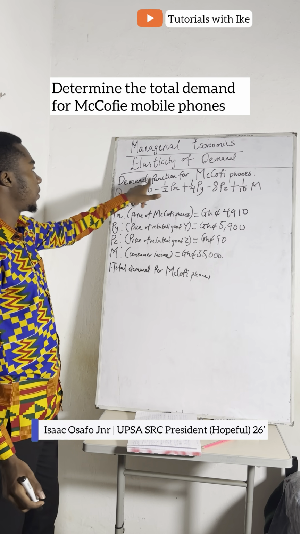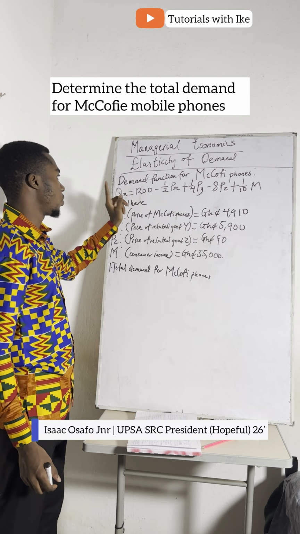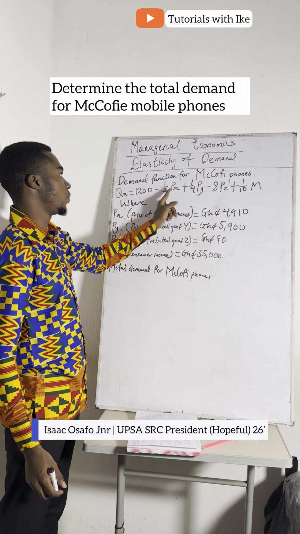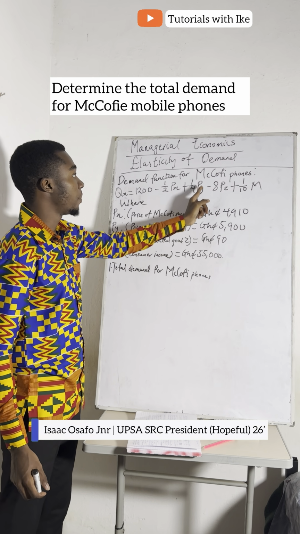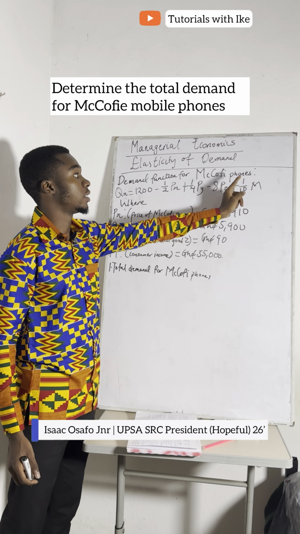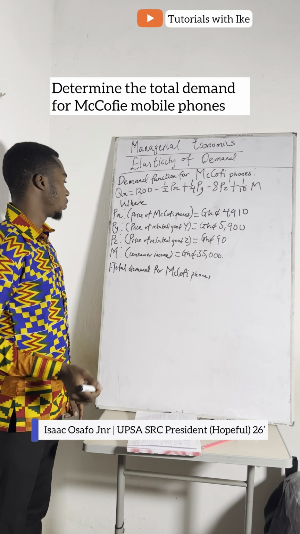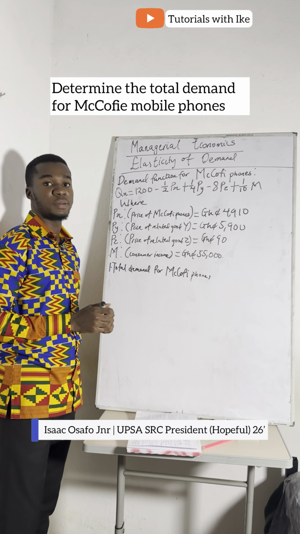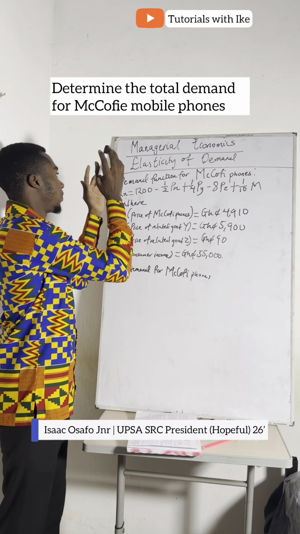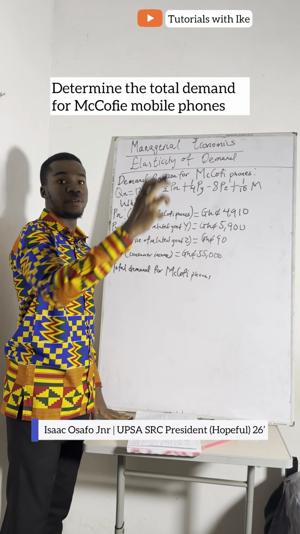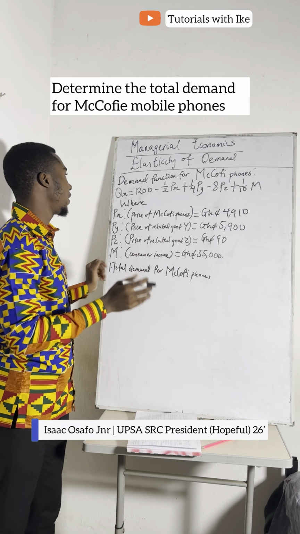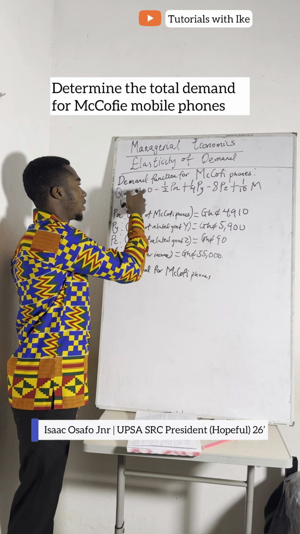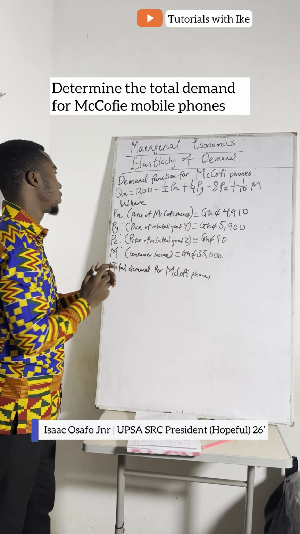All right. So you've been asked to find the total demand for McAfee phones. They've already given you the demand function to be QX is equal to 1200 minus 1 over 2 PX plus 1 over 4 PY minus 8 PZ plus 1 over 10 M. And they are now asking you to find the total demand. Now, anytime you're asked to find the total demand, it means that you have to take each term one by one. Then you substitute the values into it. Do you get it? So for the first term, we have 1200. That one, there's no variable. So it's just going to be 1200.